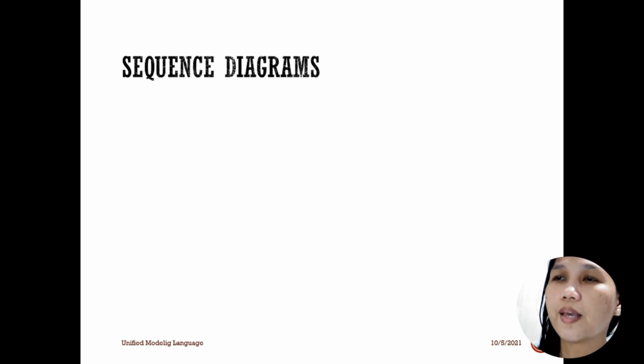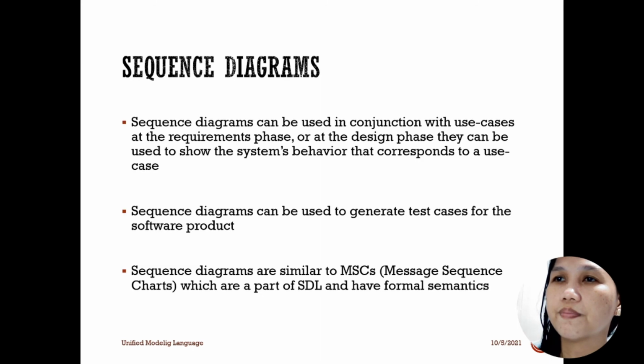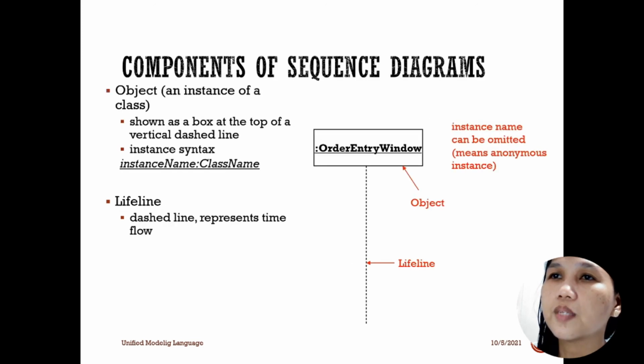The next topic is the sequence diagram. A sequence diagram can be used in conjunction with use cases at the requirements phase or at the design phase. They can be used to show the system behavior that corresponds to a use case. Sequence diagrams can also be used to generate test cases for the software product. They are similar to MSCs, message sequence charts, which are part of the SDL and have formal semantics.